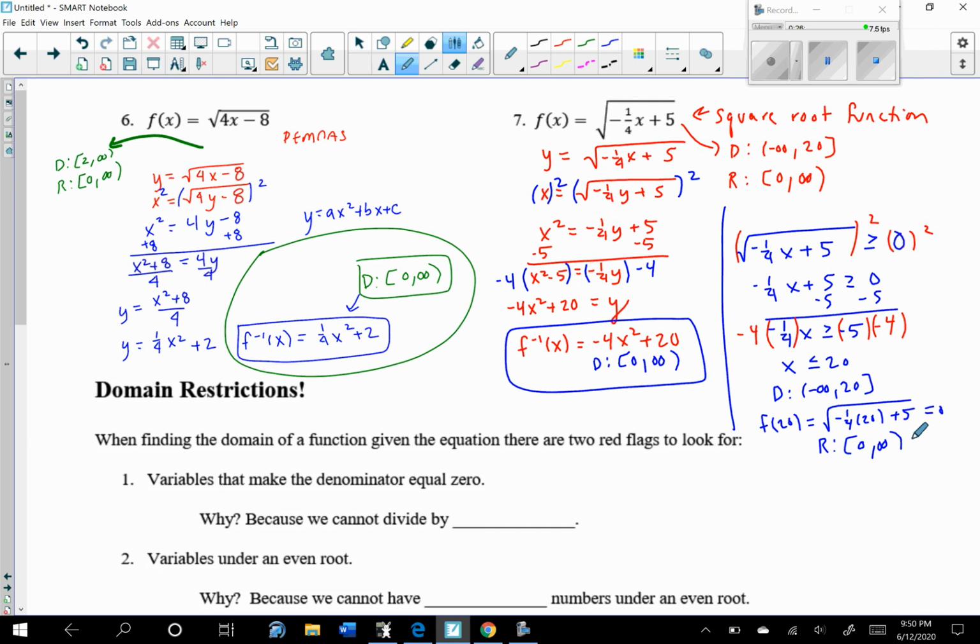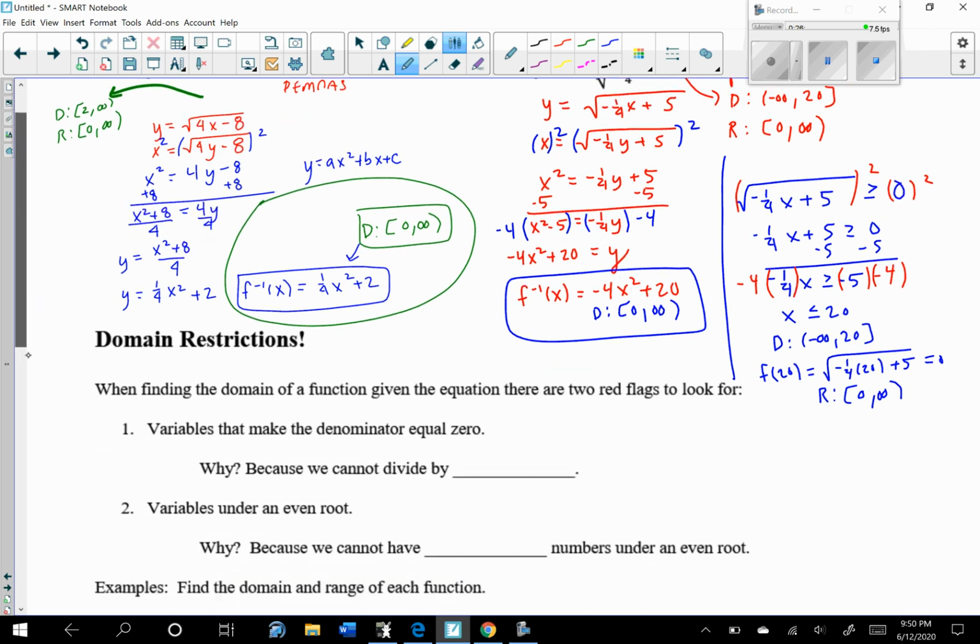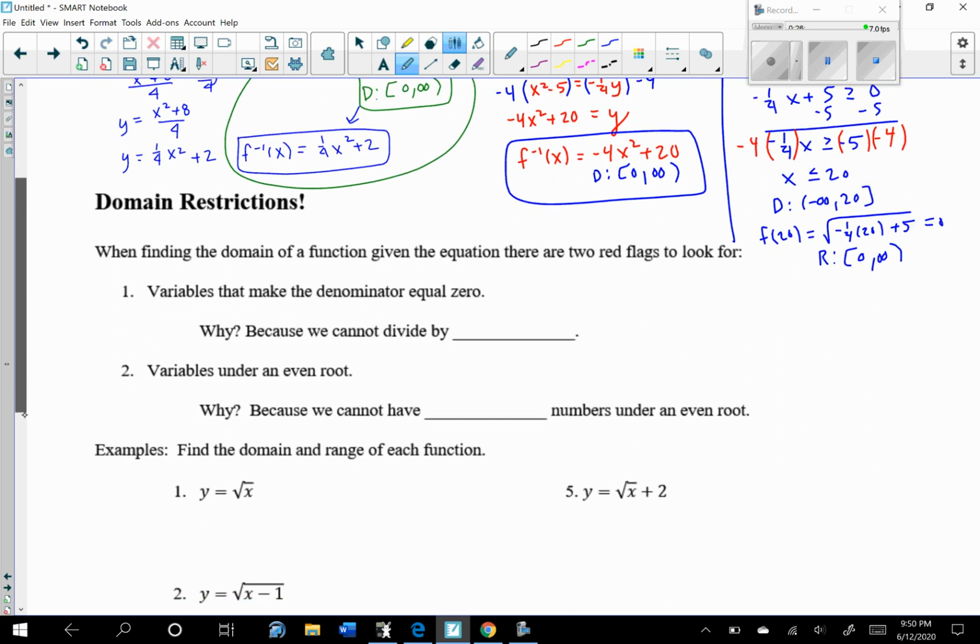And I know my graph goes up because the only way it would be going the other direction is if I had the negative in front of the radical. So again, that's how you would algebraically find it. So let's go ahead and look at those domain restrictions a little bit more.